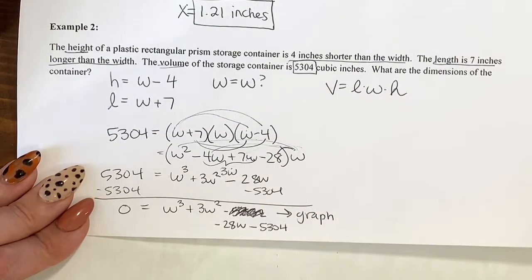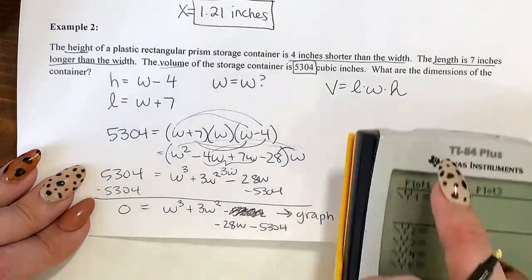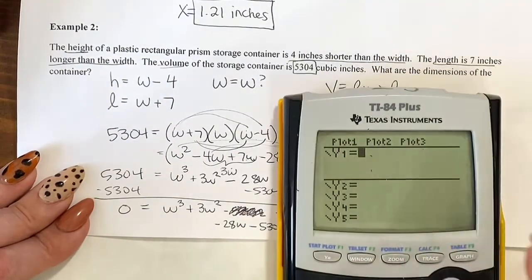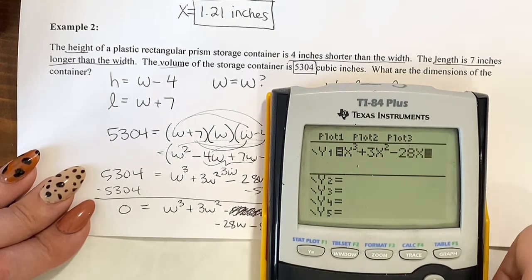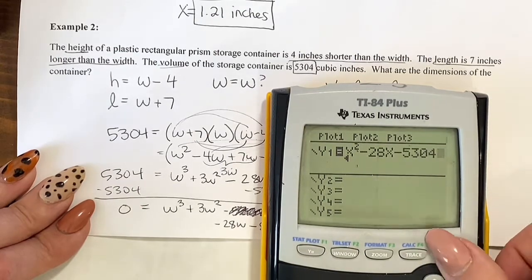So again, I'm going to just graph this to save time rather than factor. So grab your graphing calculator out. You don't have to use w's either. We can just use x's to plug it in, just because that's a little bit easier. So I'm just going to do x cubed instead of w cubed, plus 3x squared, minus 28x, and then minus 5,304. And then let's graph that.